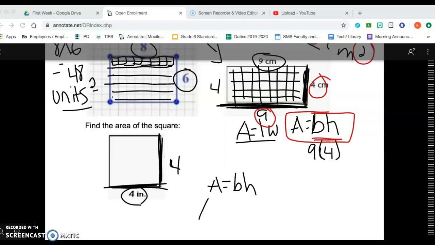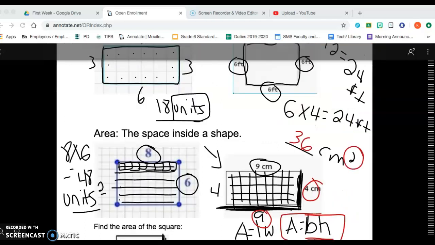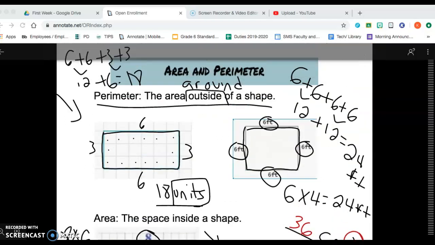So for this, if we just plug in, area is equal to the base is 4, and the height is 4. And so 4 times 4 is just going to give me 16. And then remember, it's going to be inches, and it's squared because it's area. So that's just one of those things you're going to have to memorize. If you see the little 2, that means it's area. And if you don't see a 2, like up here when we did perimeter, when we just did the 18 units, that means it's perimeter, right? In the 24 feet, there's no 2 up there, so that just means it's perimeter.